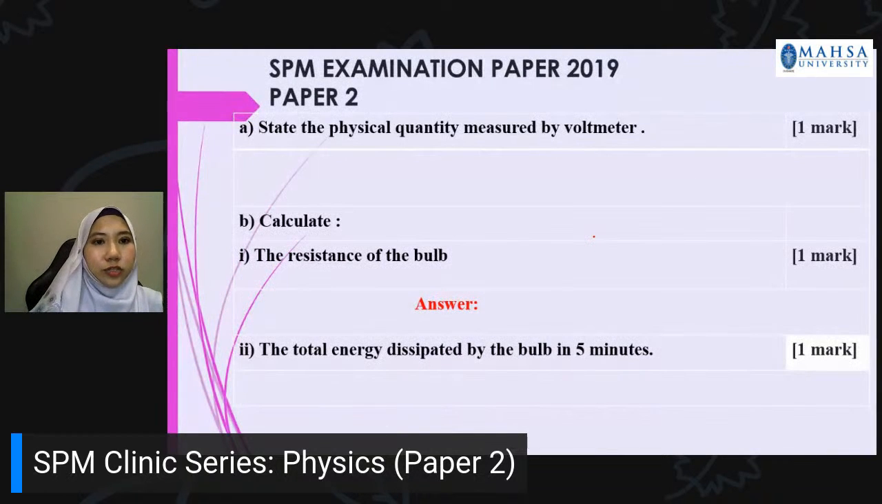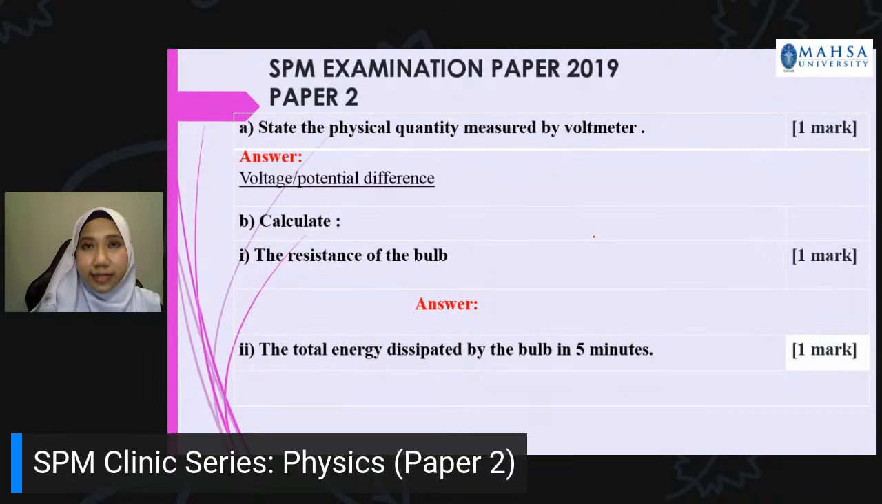Okay, next, first question. State the physical quantity, the quantity that can be measured, by the voltmeter. What is the answer? The answer is the voltage or the potential difference. The ammeter measures the current in the unit ampere. The voltmeter's function is to measure the voltage or the potential difference in the unit volt.